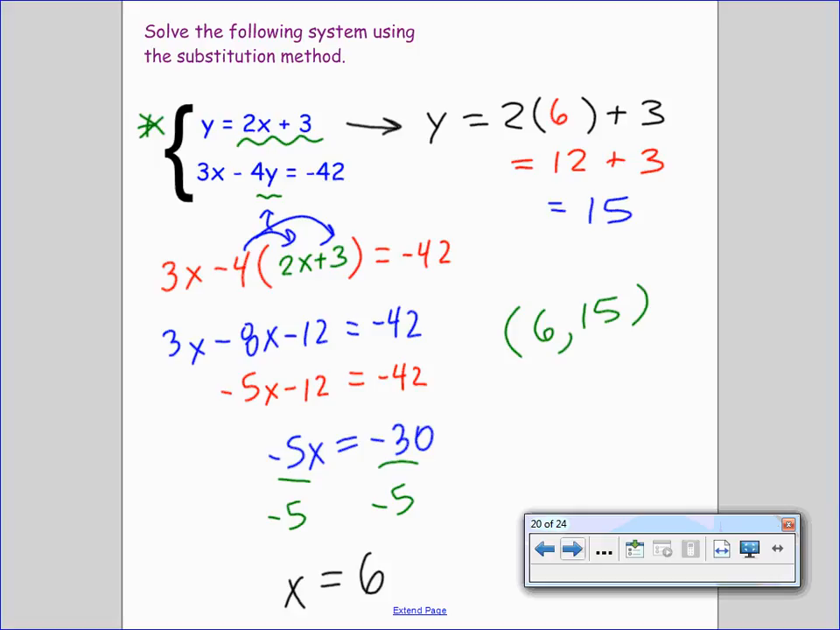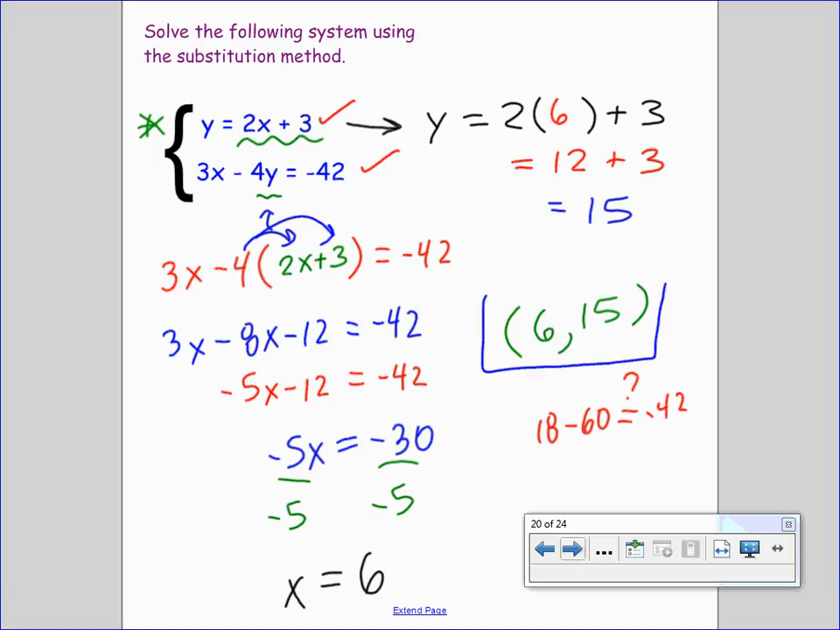So, does 15 equal 12 plus 3? Yes, it satisfies the first. Does 3 times 6, that's 18, 18 minus 60 equal negative 42? Oh, I'm going to write that one down. 18 minus 60 equals negative 42. Yes, it does. And so I know now that (6, 15) satisfies each of the equations in my system. Therefore, it's a solution to the system of equations.